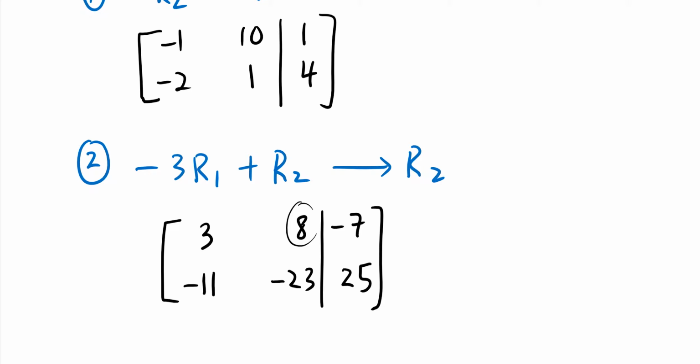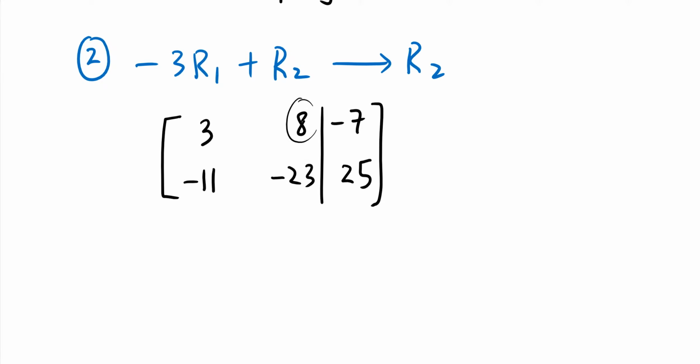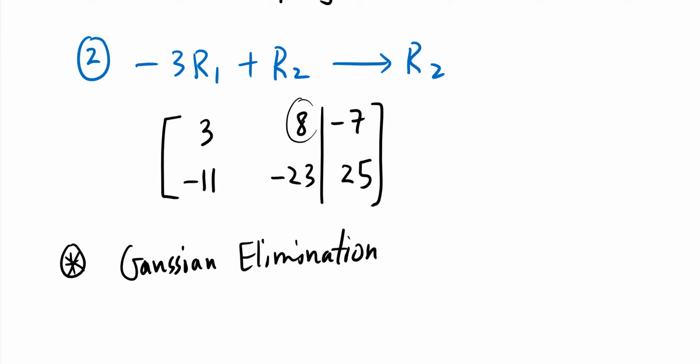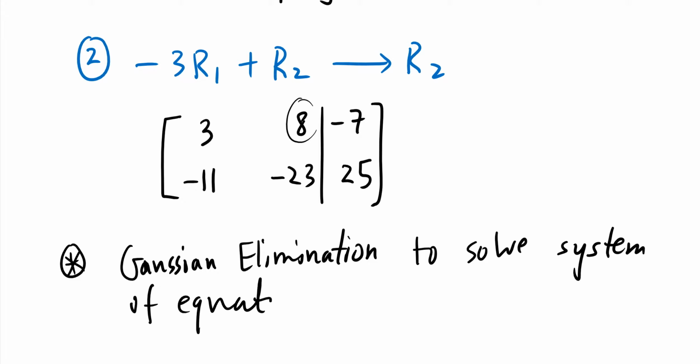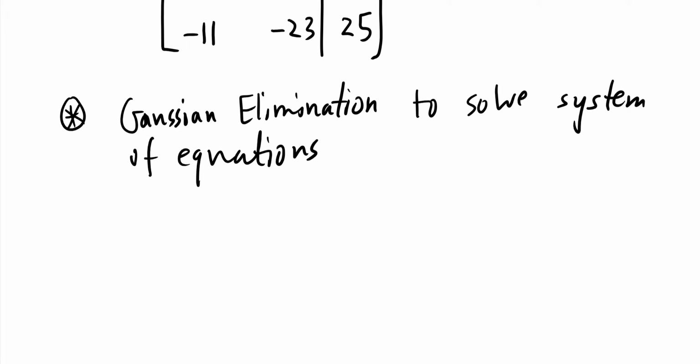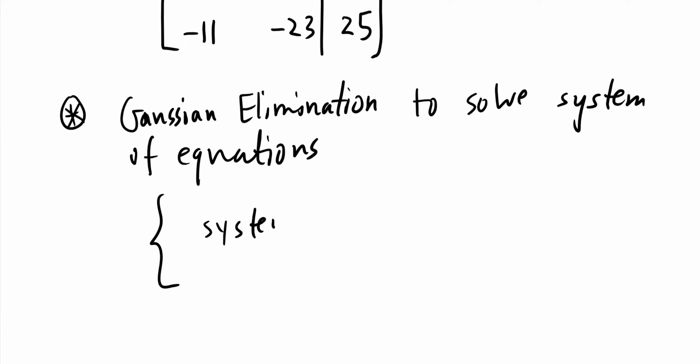We call these row operations on matrices. So now we are going to see how we put all this together to be able to solve a system of equations. This process is called Gaussian elimination, which goes back to the mathematician Gauss. Gaussian elimination is used to solve systems of equations. So what is going to happen? You're going to be given a system of equations like this.